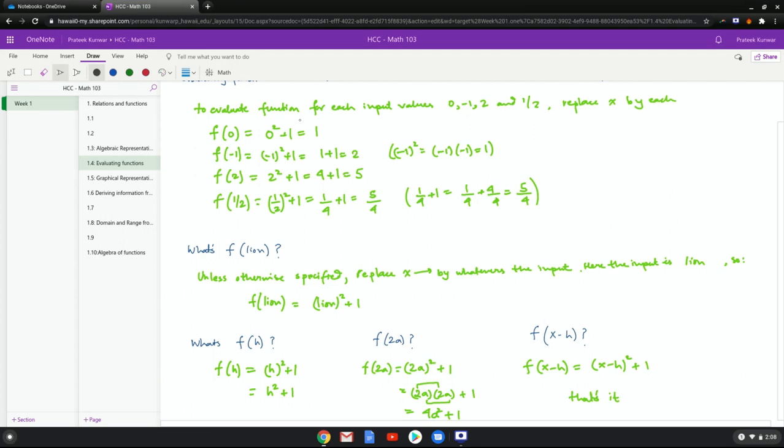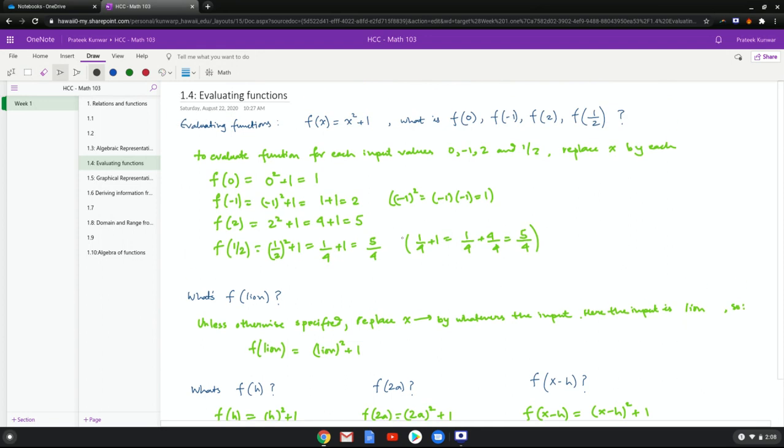of the input values. So f of 0 becomes 0 squared plus 1, which is 1, because 0 squared is 0. F of negative 1 is negative 1 squared plus 1, which is 1 plus 1, giving you 2. Square of a negative number is positive. F of 2, 4 plus 1, 5. F of half is 1 half squared plus 1, which is 1 fourth plus 1, which, if you make a common denominator, you can rewrite 1 as 4 over 4, giving you 5 fourth.